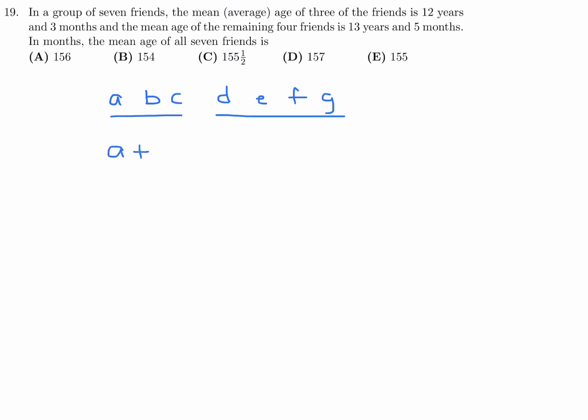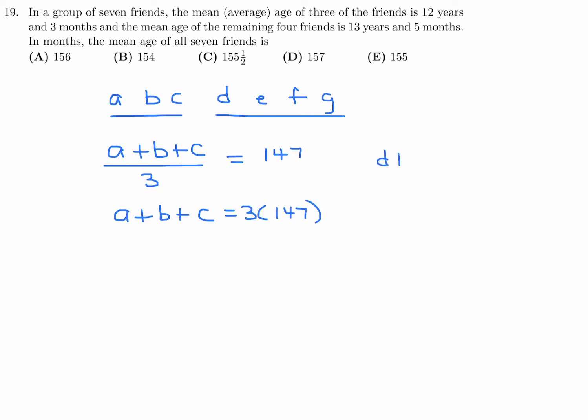So the first 3 friends, their average age, divided by 3, is 12 years and 3 months. Let's convert that to months. That's 147 months. So that means A plus B plus C is 3 times 147. And then the remaining 4 friends, D plus E plus F plus G, divided by 4, is equal to 13 years and 5 months. Let's convert that to months. That's 161 months. So D plus E plus F plus G is 4 times 161.